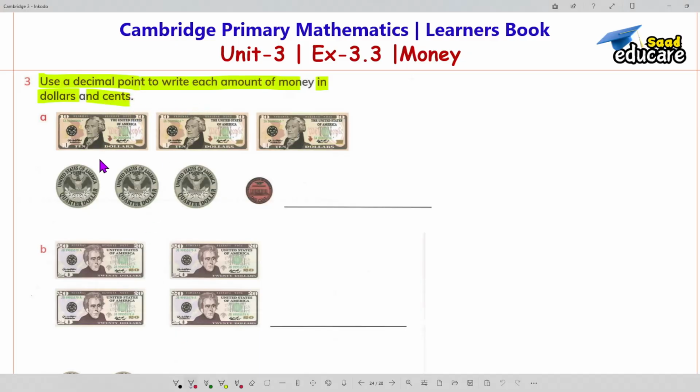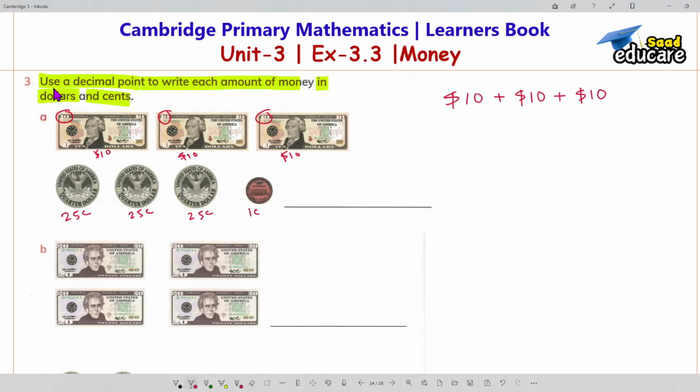So first we have to count. Look, this is $10, $10 and $10. So we can write 10 plus 10, right? Then here is mentioned quarter dollar. What does quarter dollar mean? Quarter dollar means 25 cent. So here is 25 cent, here is also 25 cent, and here is $10, $10 and $10, right? And the last one is 1 cent.